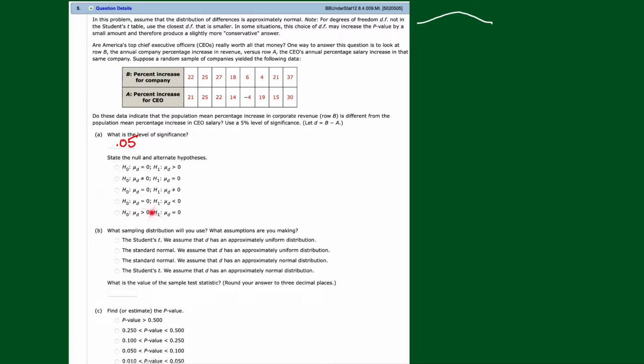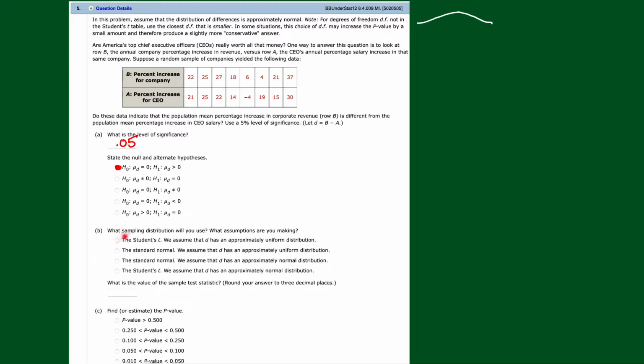Now the next part, state the null and alternate. Let's go to the alternate. What is it we're testing here? The alternate has a greater than, not equal to, or less than. Well, it's not going to be equal. So what are we testing here? It says, do these data indicate that the population mean increase? So we want an increase of B over A. So we're going to be testing this one right here. The null is going to claim that there's no difference, versus that there is a difference, a positive difference, an increase.